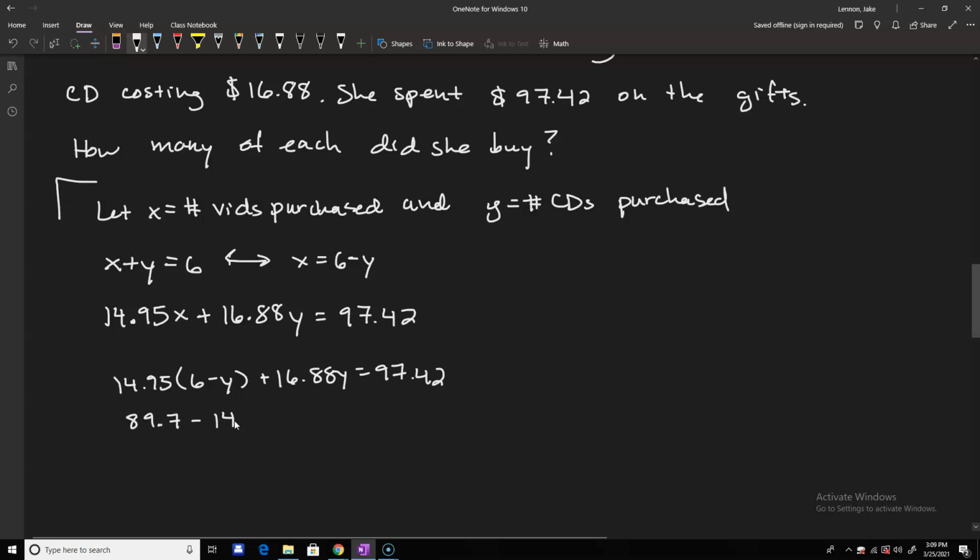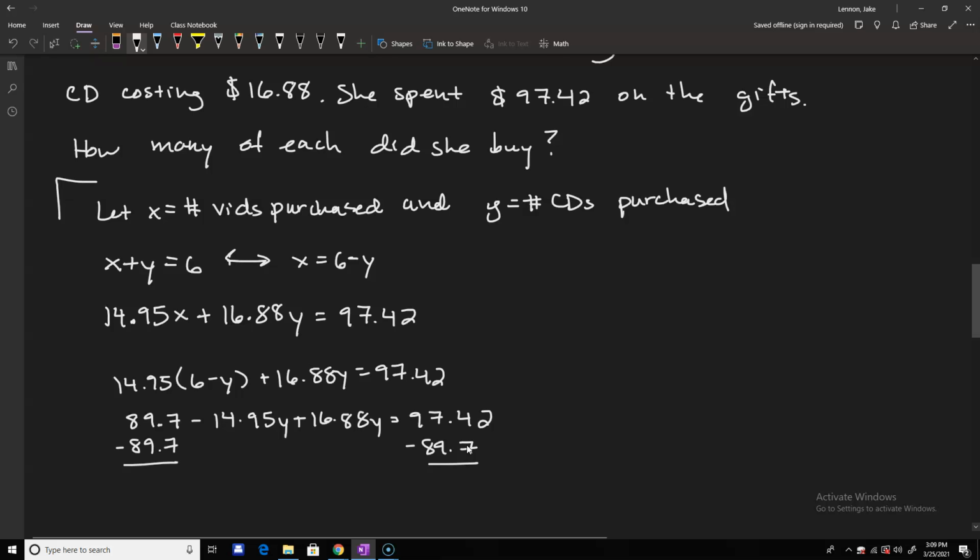minus 14.95y plus 16.88y. This will equal 97.42. So then what we want to do is subtract the 89.7 from both sides to move my regular numbers to the right-hand side of the equation. And then combine our y's.